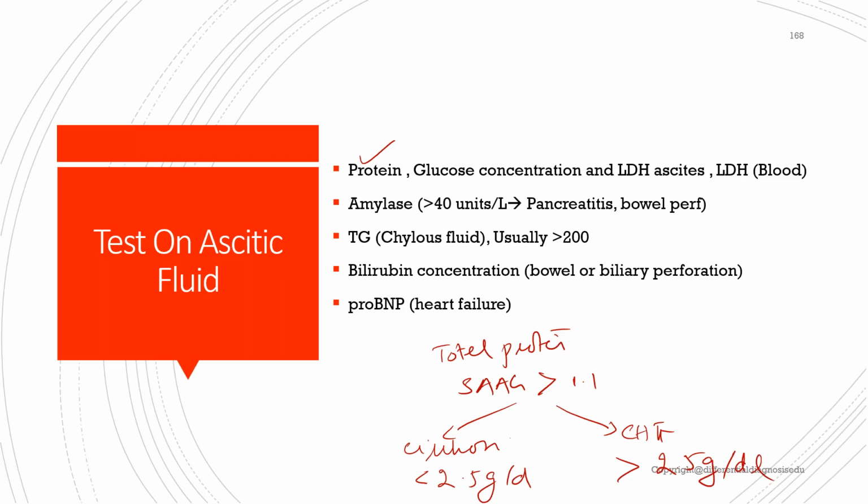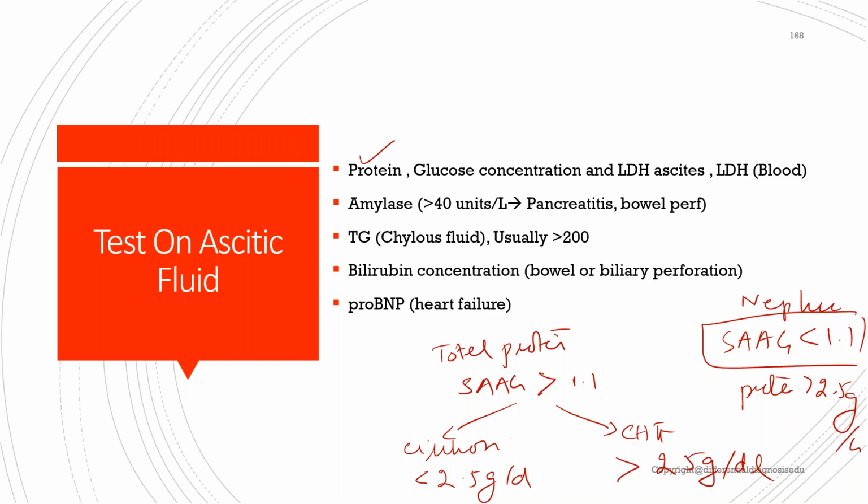In patients with nephrotic syndrome, their protein will be greater than 2.5, but their SAAG gradient will be less than 1.1. They will not have portal hypertension in patients with nephrotic syndrome.